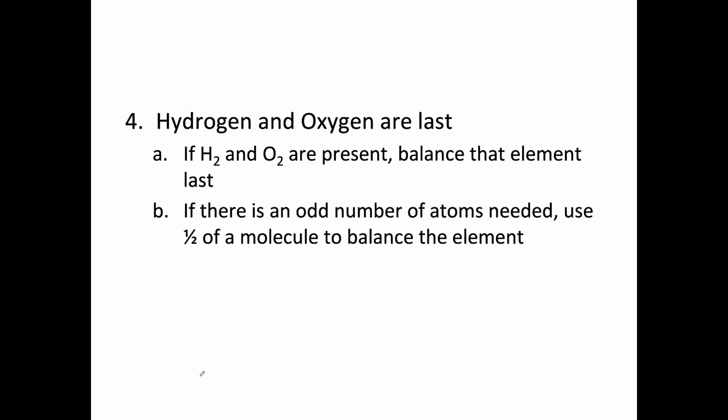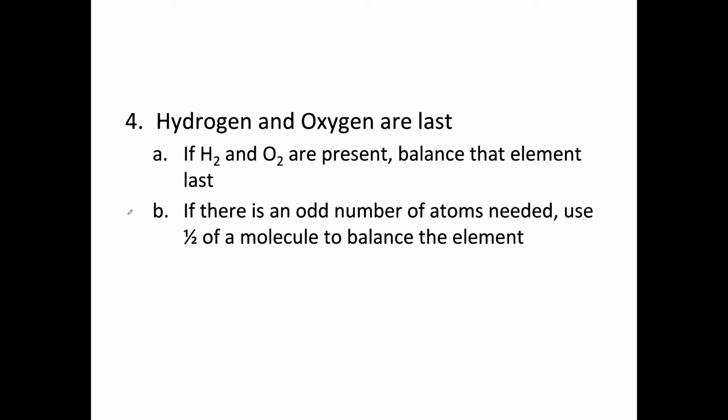Now, hydrogen and oxygen are last, just because they're the most prevalent elements in most of these reactions. And if H2 or O2 are present, we're going to use that last. Now, the hard one. This is where it gets kind of complicated. There's an odd number of atoms needed, and we're talking about hydrogen and oxygen. We're going to need half that molecule to balance the elements.